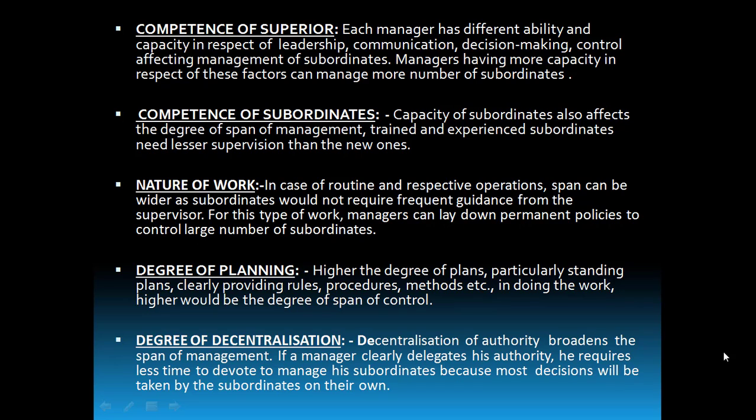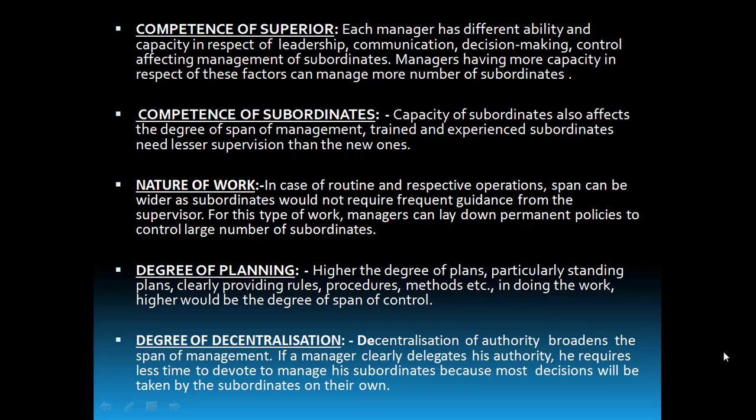Now, each manager has different ability and capacity in respect of different skills. Many managers have good leadership skills. They are very good at communication. They are very good at decision making and controlling their subordinates. If these skills are good enough in a manager, then he can manage a large number of subordinates under him. And if a manager lacks these skills, then it is better for an organization to place fewer subordinates under such a manager. So this is one factor which determines the span of control.